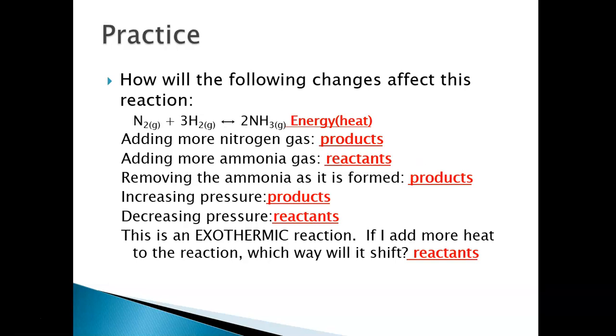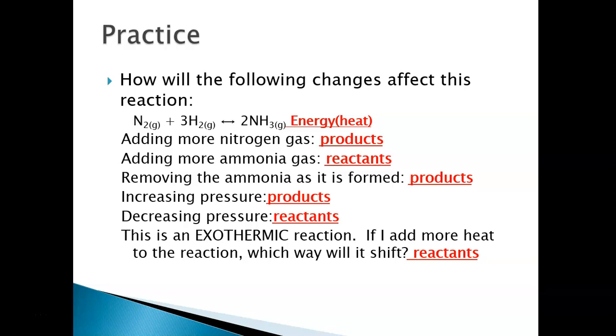Okay, so if I add more nitrogen gas, the system is going to shift to make more products because nitrogen gas is a reactant. If I add more ammonia, the system is going to shift to make reactants because ammonia is a product. If I remove the ammonia as it's formed, the system is going to shift to make more products.